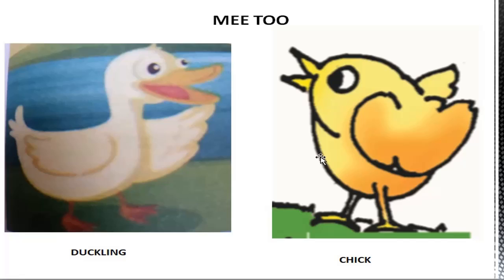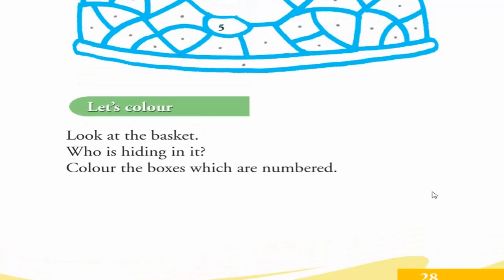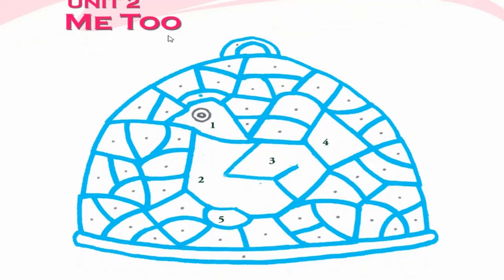Shall we start our chapter Me Too? Children, all of you take page number 28. What can you see in this picture? Our chapter Me Too. Then here what can we see? We can see one basket. Inside the basket, who is hiding? We can see some numbers here. Okay? What do we have to do? We have to color these number boxes. Okay? 1, 2, 3, 4, 5.